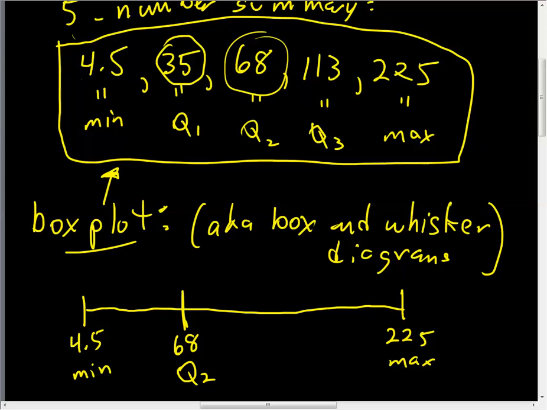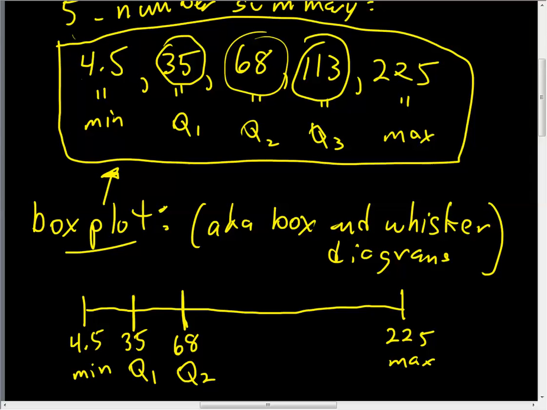Let's look at Q1, 35. Is 35 closer to 4.5 or closer to 68? Well, it's kind of hard to tell. I think it's right about in the middle. Right? Not always so, but in this case, I'll put Q1 about halfway between the minimum and Q2.